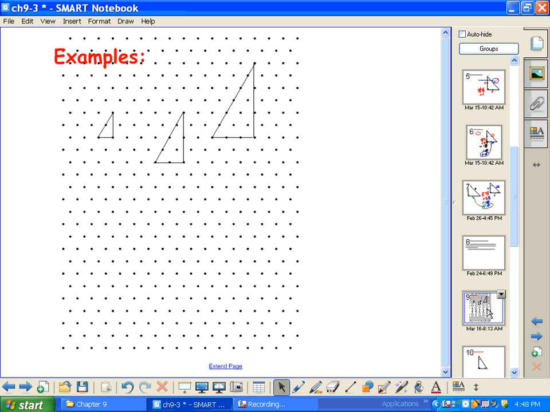Now notice this dot paper is just a little bit different. The last dot paper that you had all made squares. That's why we were able to count the way we were. This dot paper makes equilateral triangles. We have to count on the diagonal. We're counting our units on the diagonal.